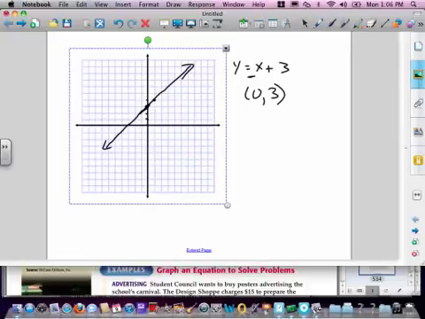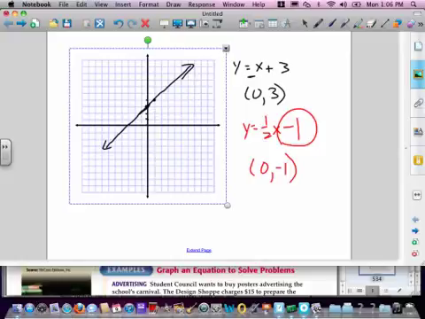All right, let's take a look at B. It says y equals 1/2 x minus 1. All right, so let's start with our y-intercept. We know the y-intercept is going to be 0, negative 1. So let's go to 0, negative 1. That's right there. 1/2 means I'm going to go up 1, over 2. So let's go up 1, over 2. There's my next point. And I just draw that line.